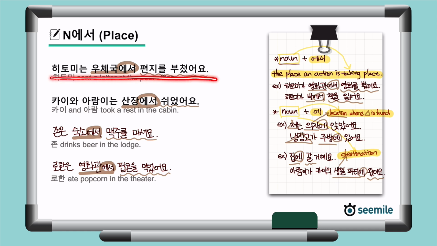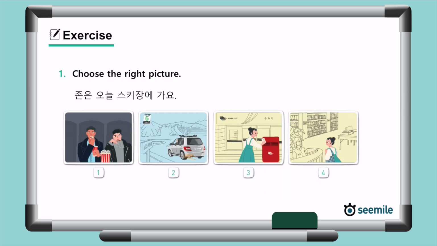히토미는 우체국에서 편지를 붙였어요. 카이와 아람이는 산장에서 쉬었어요. 조는 숙소에서 맥주를 마셔요. 로하는 영화관에서 팝콘을 먹었어요. Great! Now, by solving the questions on page 98, let's review what we've learned today.